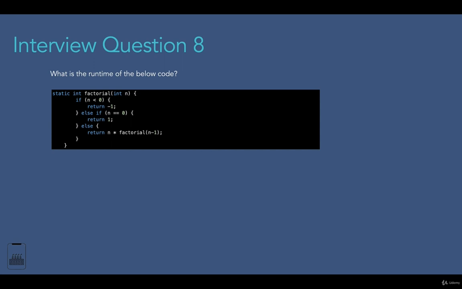Question number 8. Now in this question we have given a method like this. So in this method we are calculating the factorial of any given number. So we need to find out the time complexity for this method. Now you might be interested what is factorial.